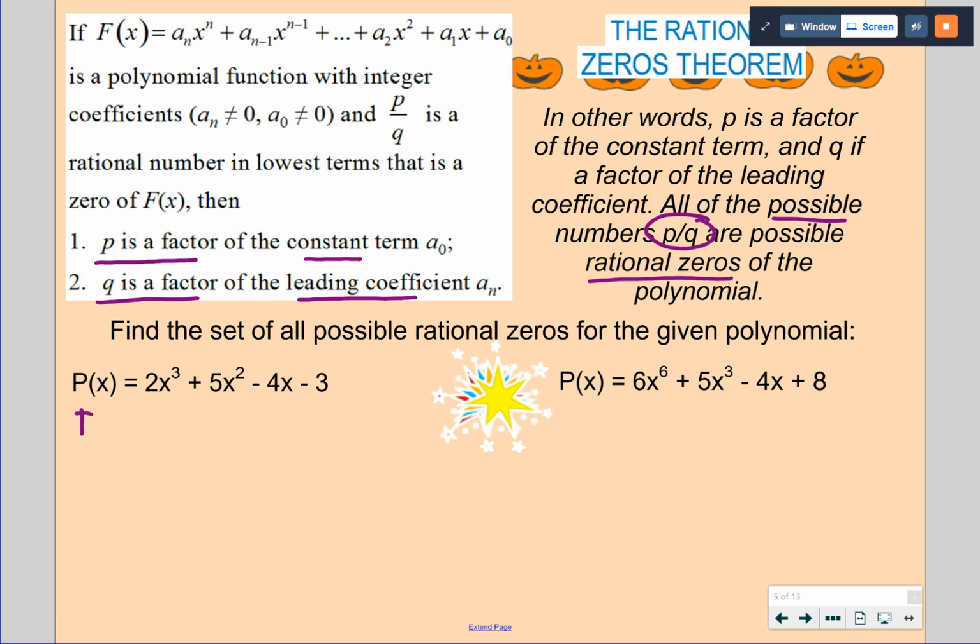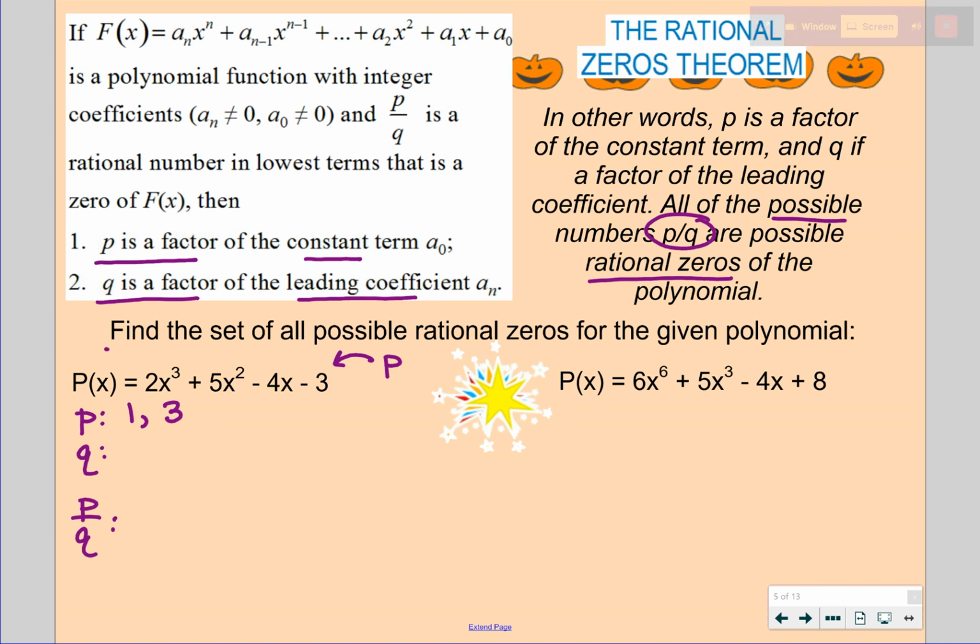So three sets of numbers: P's, Q's, and P's over Q's. P's come from the constant term. The constant term in this problem is -3. When we're listing the factors here, we don't have to worry about negatives, only positive numbers. We'll adjust at the end for any possible signs that we have to worry about. So just factors of 3. What are numbers that multiply together to get 3? 1 and 3. Those are your only options. So P's are 1 and 3.